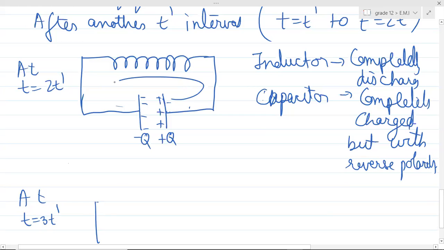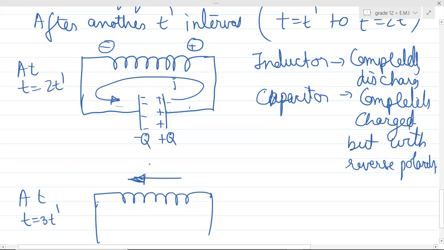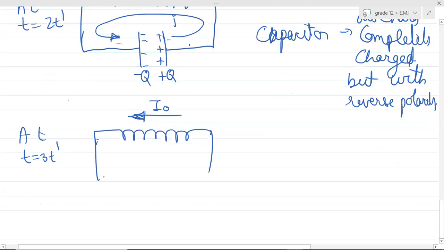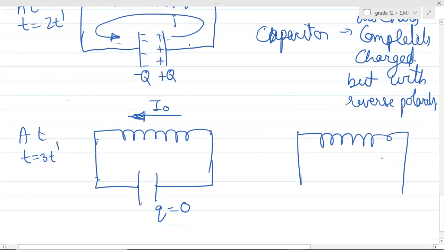Now the current starts flowing like this, and when the current starts flowing like this, this becomes positive and this becomes negative. Now at t equals 3T', again this will be the current. The capacitor will get completely discharged. Are you getting my point? And at t equals 4T', what will happen? This will get completely discharged again, and this will get charged back to where it was. Yes or no, guys?